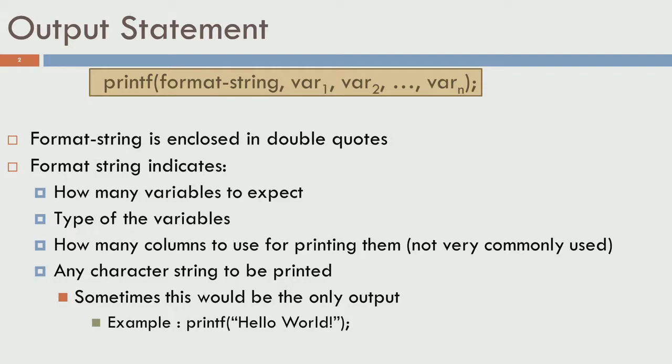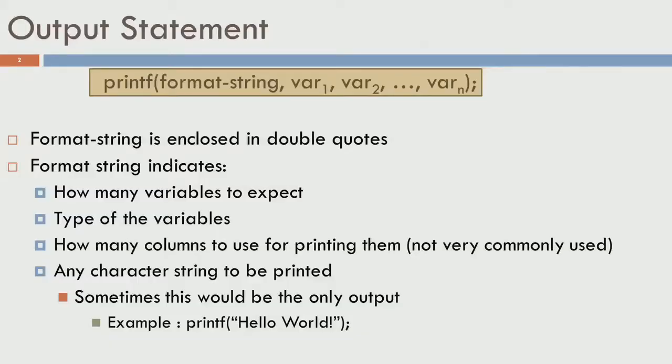The format string essentially indicates how many variables it should be printing on the screen, what the types of the variables are, and how many columns to use for printing them. Numbers could occupy different number of columns, and we could have right justification or left justification and so on. We can specify the number of columns required, even though that is not something that we would see in this lecture in detail. And if you want any character string to be printed, so for instance, the very first program that we wrote, we did not really have any variables to be printed, we just said printf hello world.